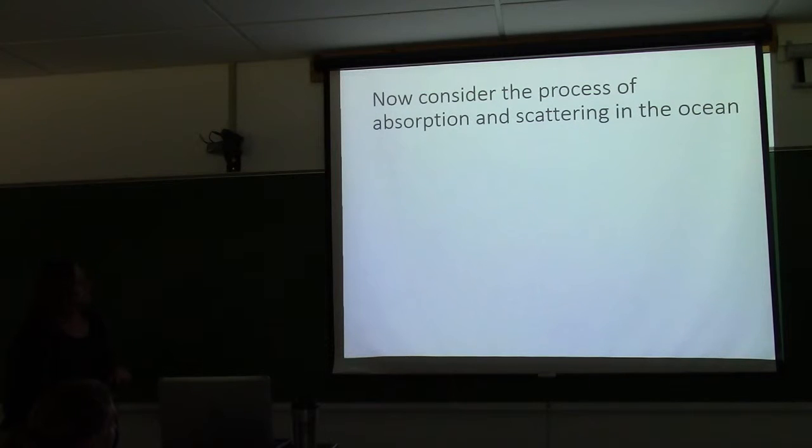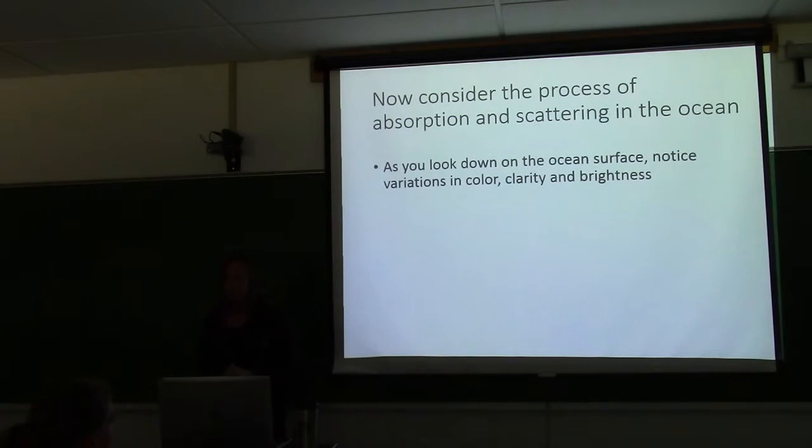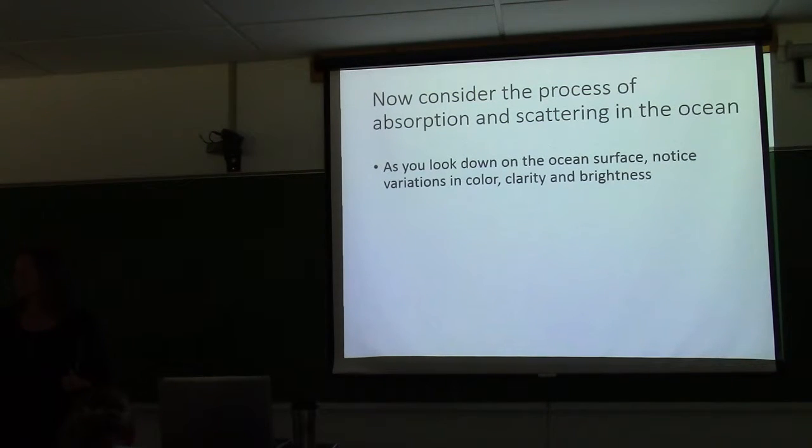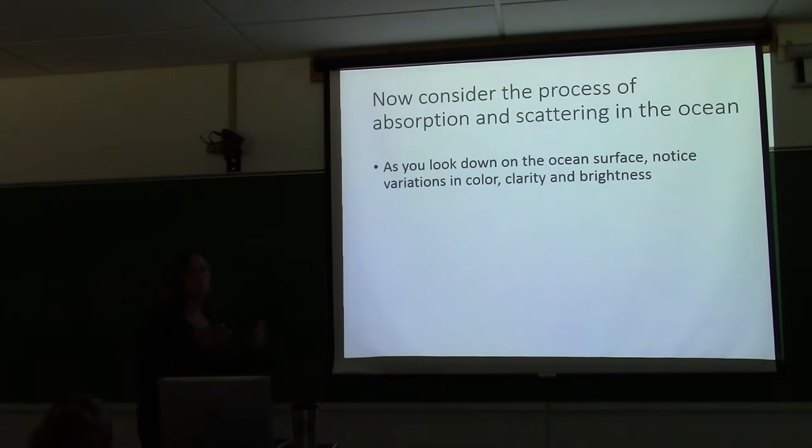So now I want to get into a little bit more detail about the processes of absorption and scattering in the ocean. And so what I encourage you to do, if you do not already do this, is every time you go out to the ocean, look at it. And look at its color. And look at its brightness. And see how turbid it is. And then you collect your water samples and you measure chlorophyll, you measure particles, you measure all these optical properties, but begin to tie your observations of the color and clarity and brightness of the ocean to the optical properties and the biogeochemical properties that you're measuring.